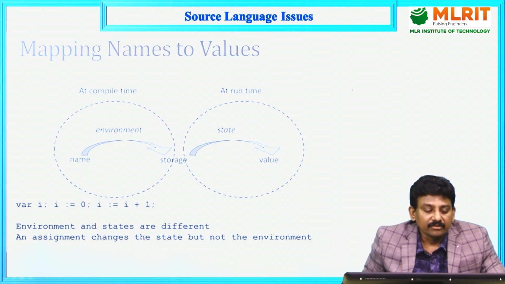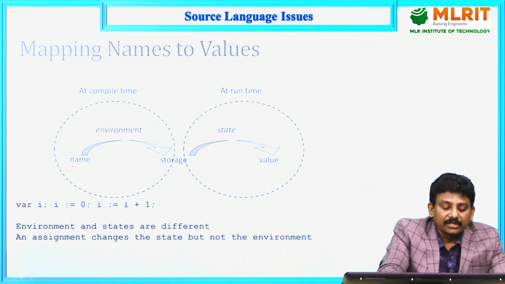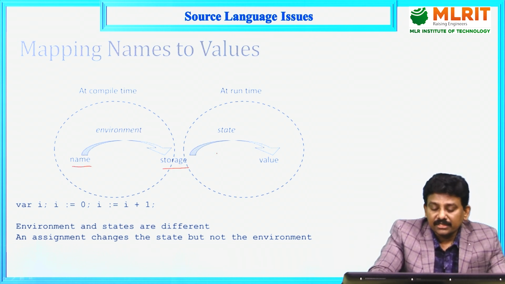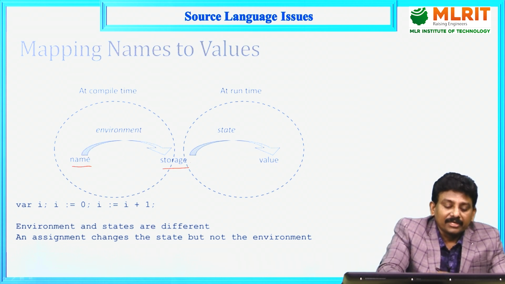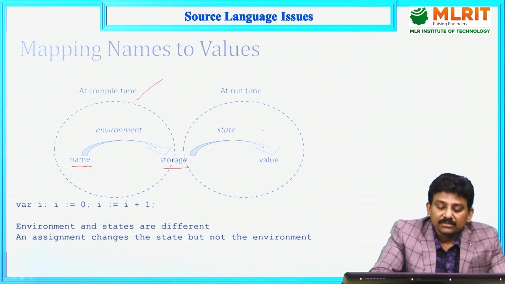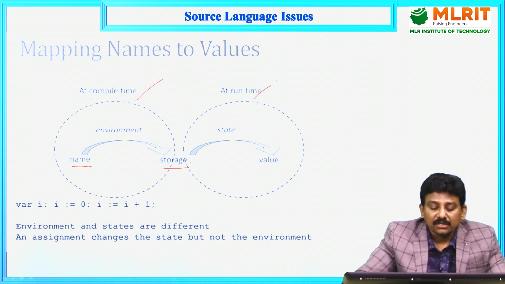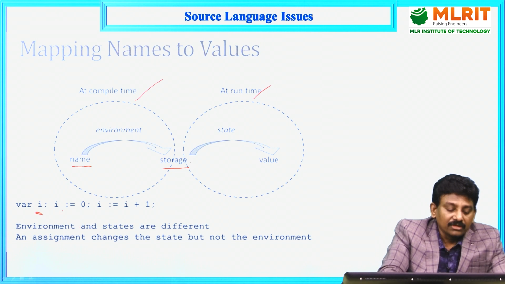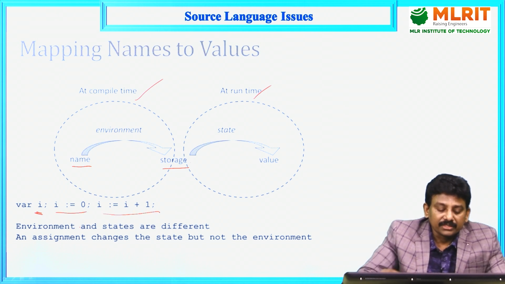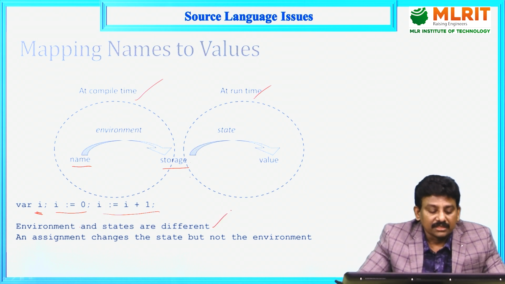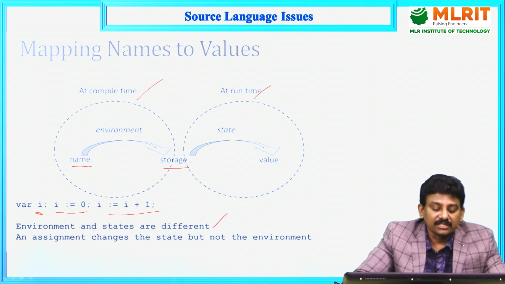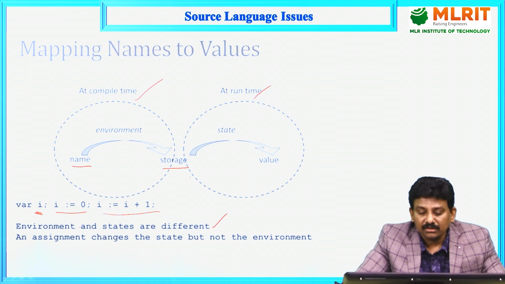Mapping names to variables: the environment maps a name to a storage location, and the state maps a storage location to a value. Mapping a name to storage is done at compile time, while mapping storage to a value is done at runtime. Here I is a variable, I is assigned 0, and I is incremented by 1. That means environment and state are different functions. So an assignment changes the state but not the environment.